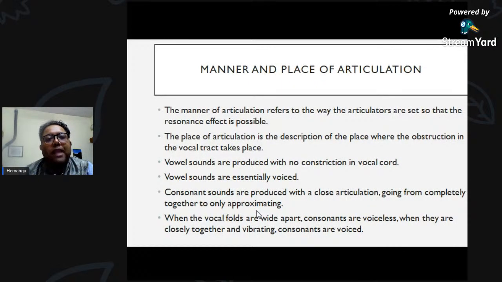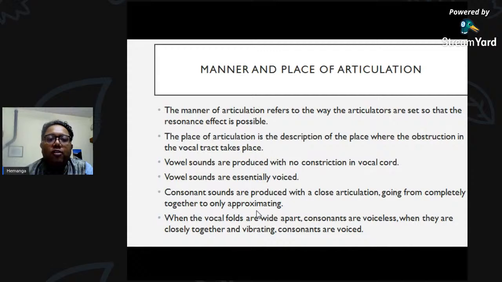Okay, so now the manner of articulation. I have already given you the picture of the speech organs. How the active articulators make contact with the passive articulator is very interesting. This is nothing but a kind of stricture. Stricture means the way the active articulator makes contact with the passive articulator, and the place means which part of the articulator is involved in the production. As you can see in the slide, the manner of articulation refers to the way the articulators are set so that the resonance effect is possible. The place of articulation is the description of the place where the obstruction in the vocal tract takes place.